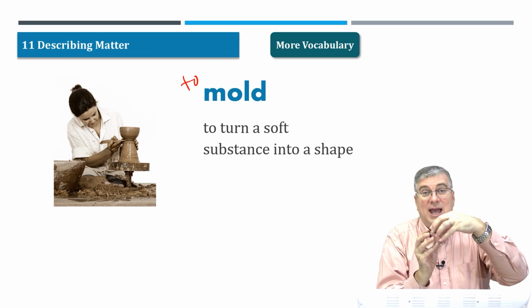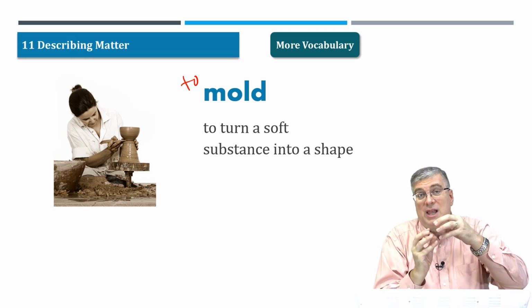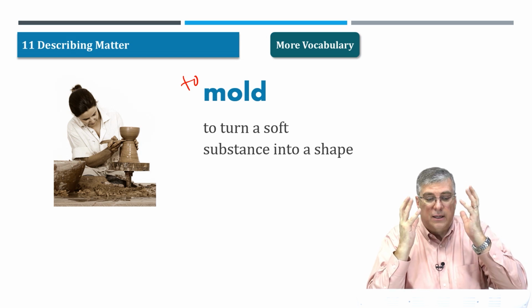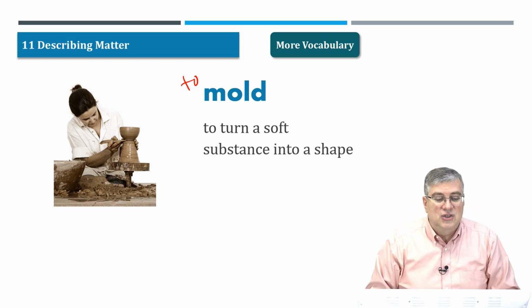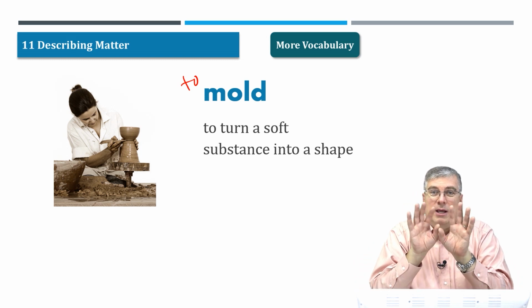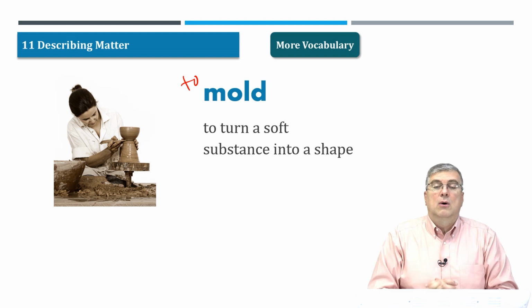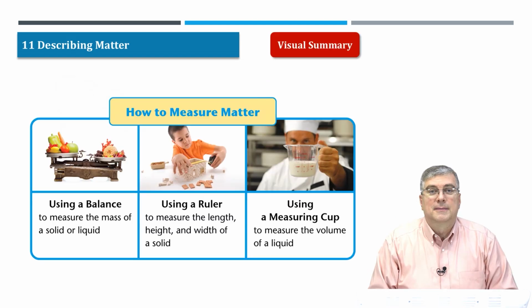Let's say you want to make a head, right? So you mold that Play-Doh or that putty or clay into the shape of a head. Or in this case, this woman looks like she's making a bowl. She's taking clay and she's molding the clay into the shape of a bowl. Okay, those are our words for this lesson.